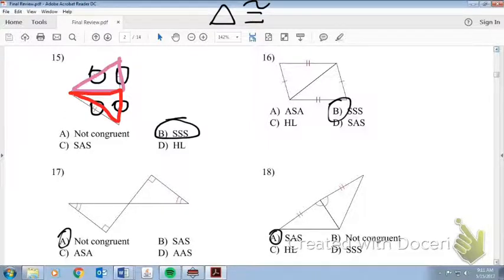Same general idea for 16. We have two sides. We're being told that all are congruent, and that they share that third side. That's the reflexive property. Now 17 I've marked not congruent.